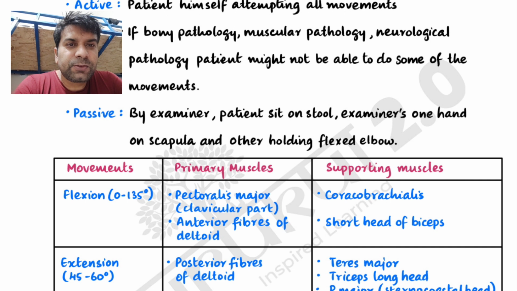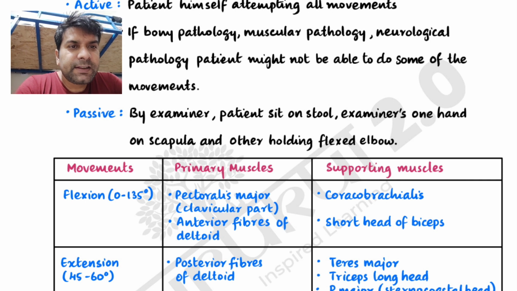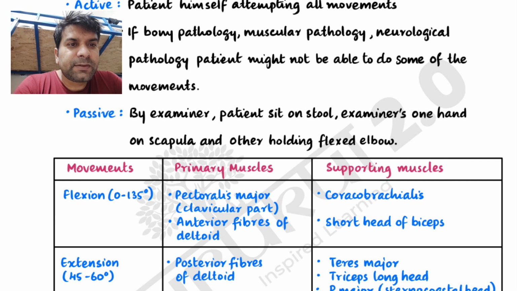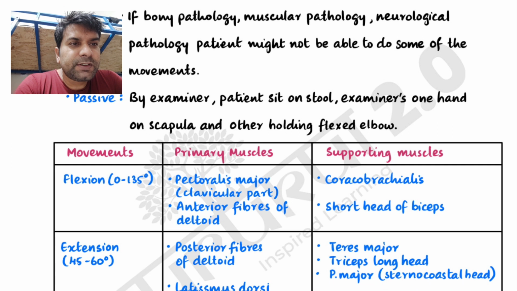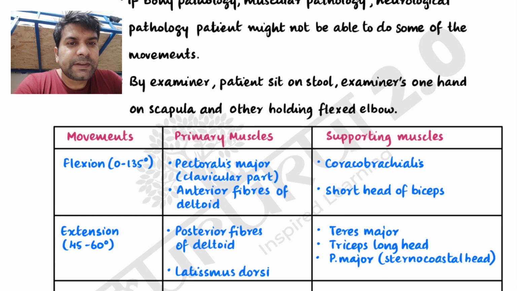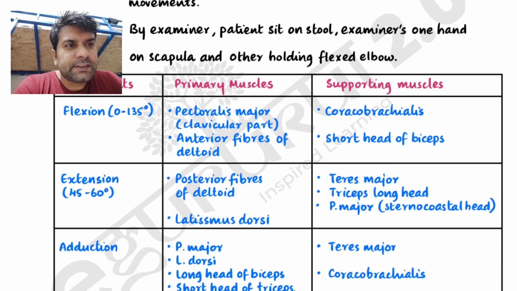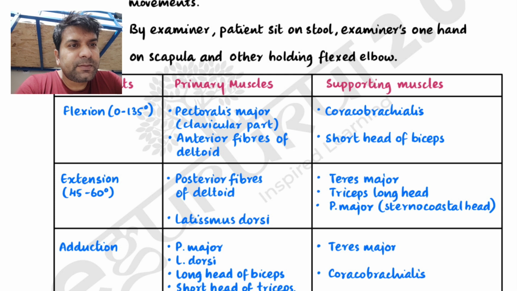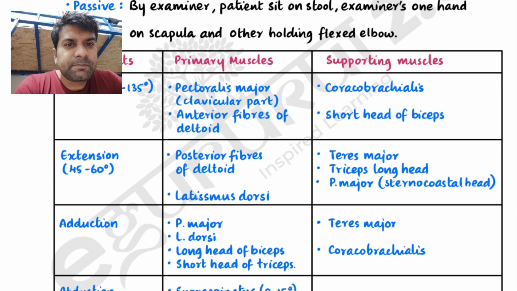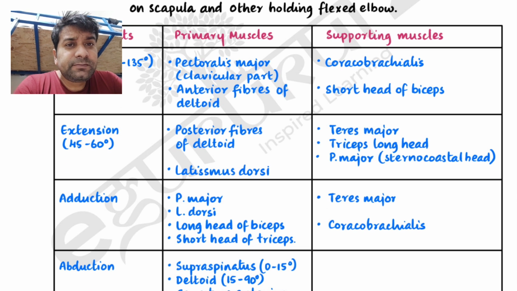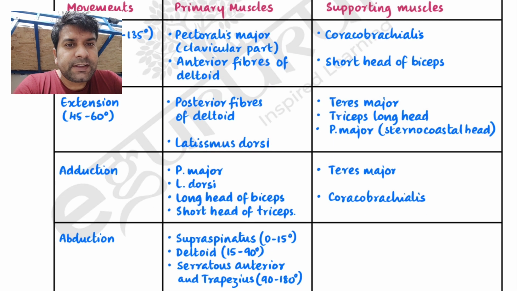For flexion, 0 to 135 degrees. Primary muscle is pectoralis major, clavicular part, anterior fiber of deltoid. Supporting muscle, coracobrachialis and short head of biceps. For extension, posterior fiber of deltoid, latissimus dorsi, and supporting muscle is teres major, triceps long head, pectoralis major, sternocostal head. Adduction, pectoralis major, latissimus dorsi, long head of biceps, short head of biceps, teres major and coracobrachialis.